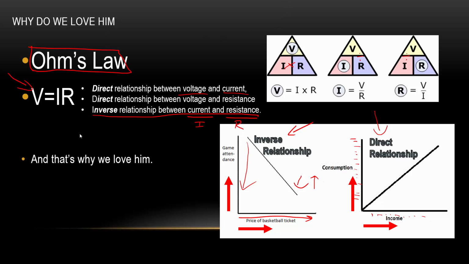All right, so that's why we love him. That's what he did. He created Ohm's Law. Ohm's Law is voltage equals current times resistance, and he determined this formula based off of these relationships. If I increase voltage, I increase current. If I increase voltage, I increase resistance. However, if I increase current, I decrease resistance, and vice versa. If I increase resistance, I decrease current. Inverse relationship. That's why we love Ohm.